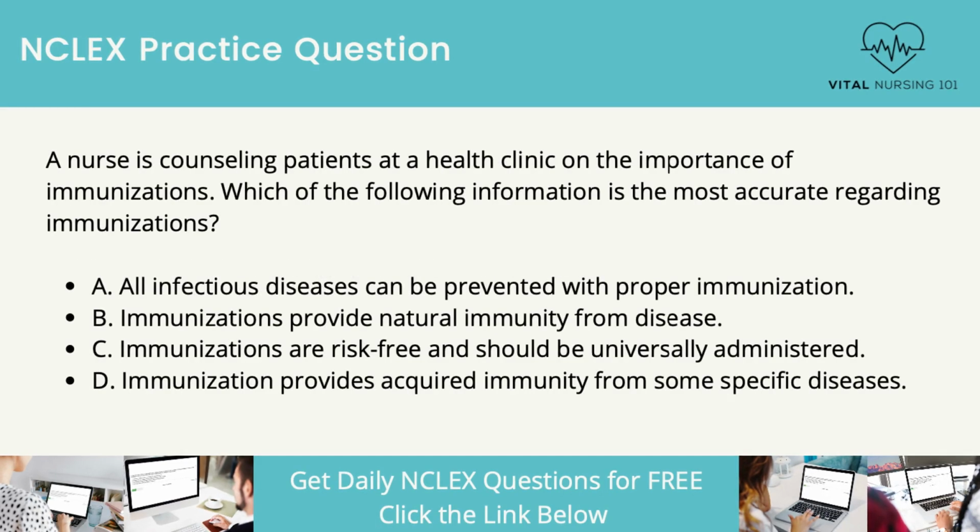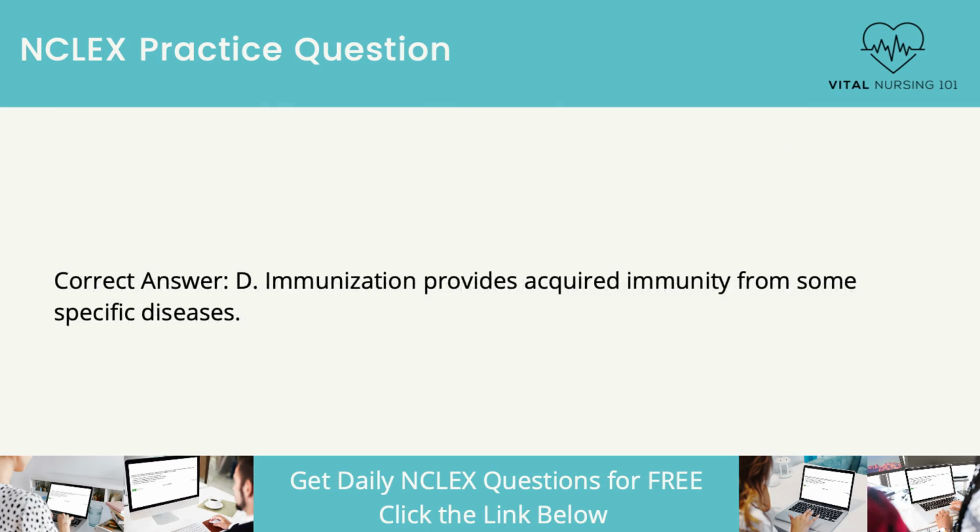A nurse is counseling patients at a health clinic on the importance of immunizations. Which of the following information is the most accurate regarding immunizations? All infectious diseases can be prevented with proper immunization. Immunizations provide natural immunity from disease. Immunizations are risk-free and should be universally administered. Immunization provides acquired immunity from some specific diseases. The correct answer is immunization provides acquired immunity from some specific diseases.